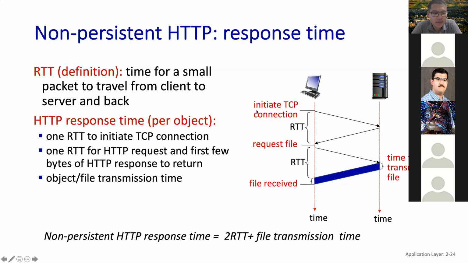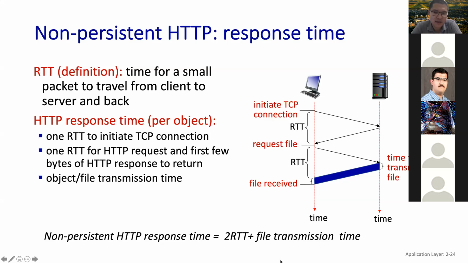So here we define the time for a small packet to travel from client to server and back. That's what I mean by a round, though you can use another word: one send and one receive. This time is RTT, short for round-trip time: a packet traveling from client to server and back. So generally speaking, the HTTP response time per object is two RTTs plus the file transmission time.